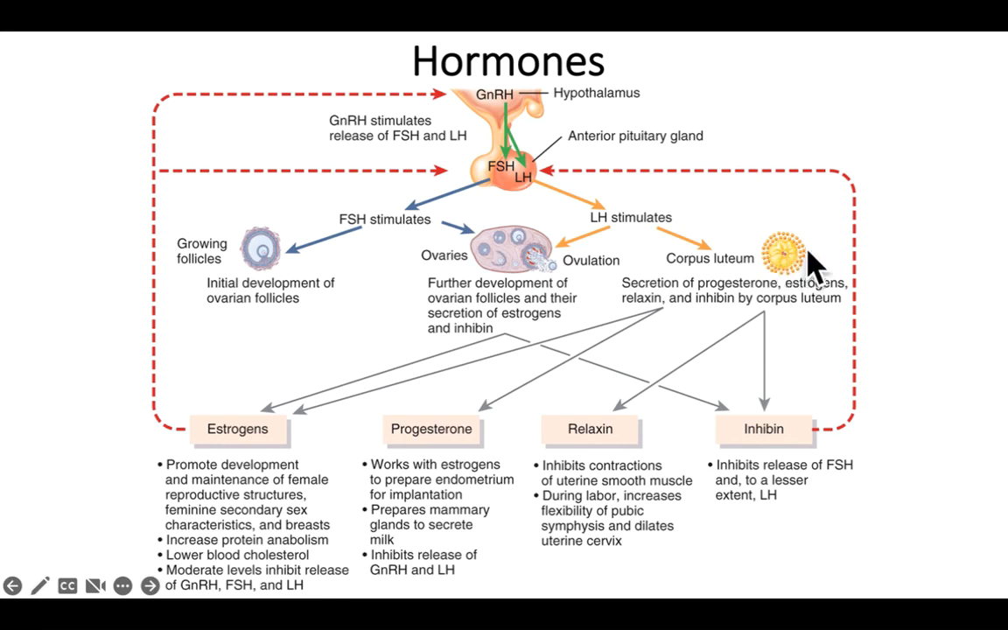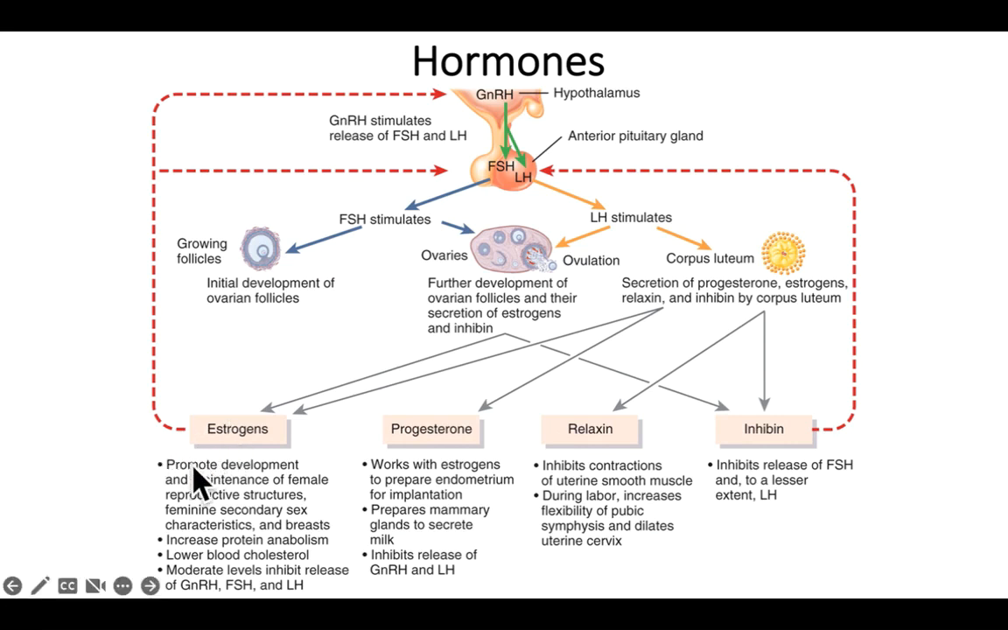And then notice what the corpus luteum does. It secretes large amounts of progesterone, estrogen, relaxin, and inhibin. So whenever you have a corpus luteum, those four hormones are going to be relatively high. Now notice, when will those be high? Well, they're high after ovulation, because that's when the corpus luteum forms. All right, so then we can talk about what those four hormones do.